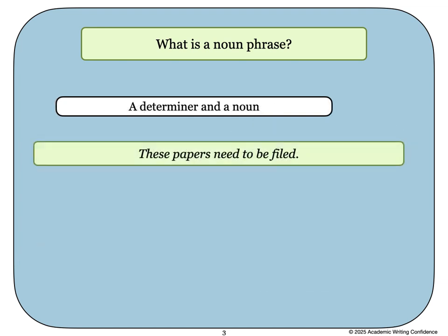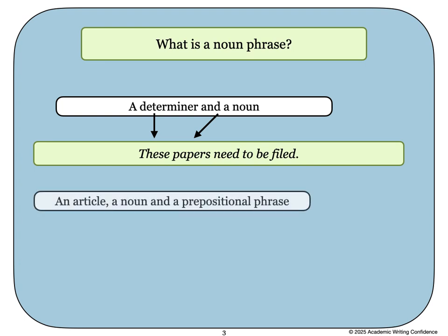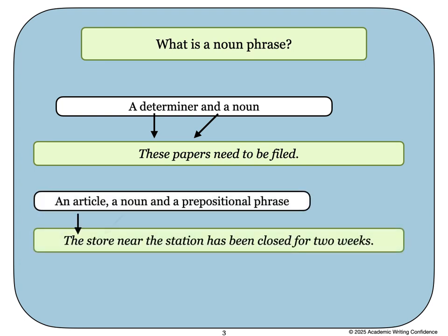Another type of noun phrase is made up of a determiner and a noun, as in this example. These papers need to be filed. We can also have an article followed by a noun and then followed by a prepositional phrase. The store near the station has been closed for 2 weeks. The prepositional phrase near the station has been added to our noun subject.